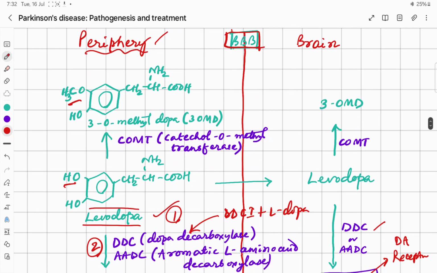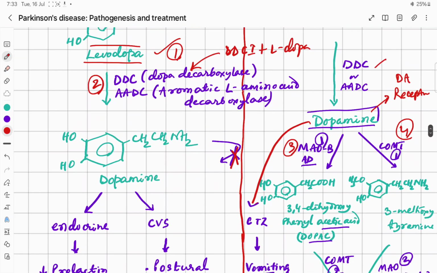So we need dopamine in the brain, and we will administer dopamine through different routes, but unfortunately dopamine cannot cross the blood-brain barrier. So this is the blood-brain barrier, this is the periphery, this is brain. From periphery to brain, dopamine cannot cross.